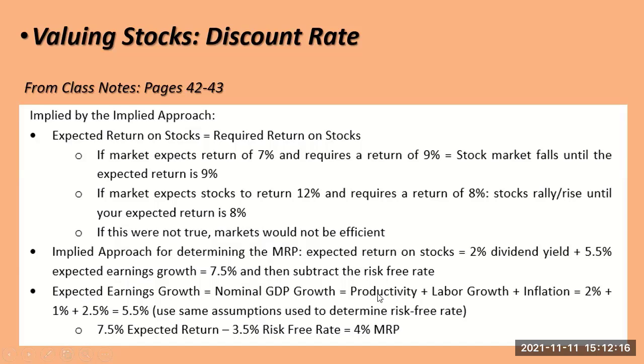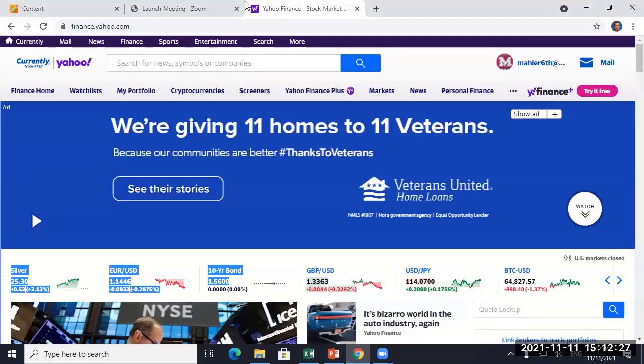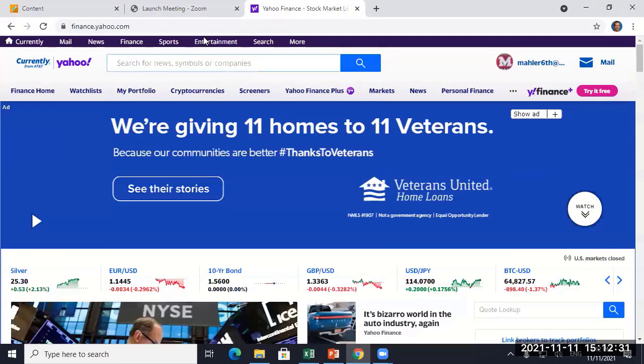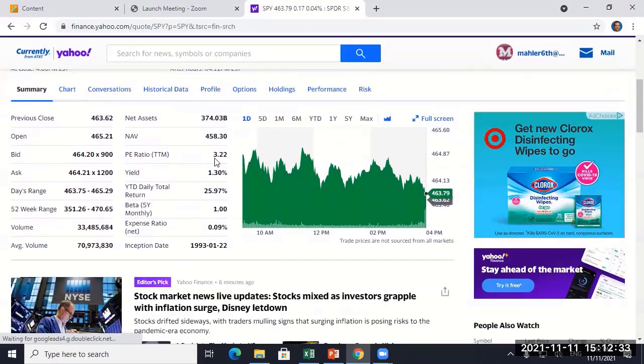So expected return on stocks is going to be the dividend yield, which I say 2%, but what is the dividend yield today? So how do you get the dividend yield today? Just go find the SPY in Yahoo Finance, because that is the S&P 500 and its current yield is only 1.3%. I'm going to talk a little bit about another adjustment you can make to that for stock buybacks, but that's a really, really historically very low yield, 1.3%.